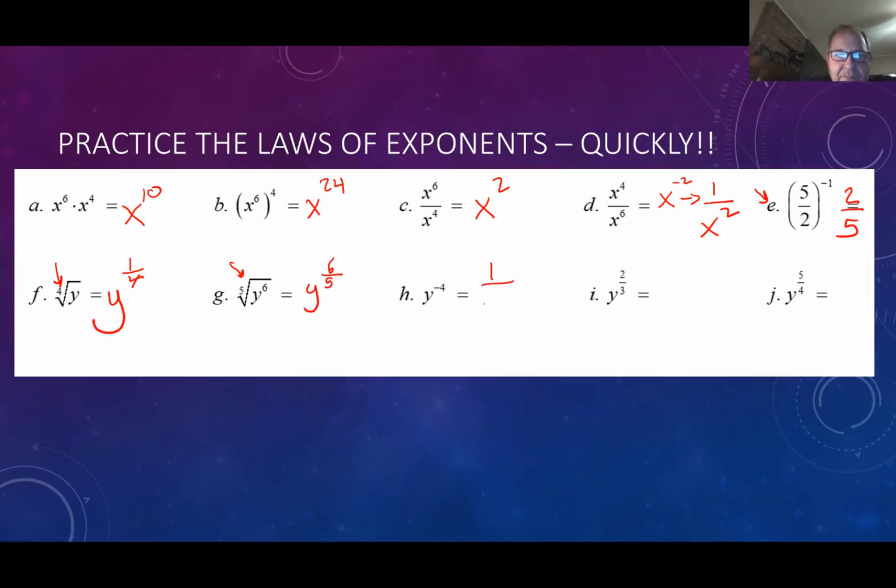Next one, and make that power positive. This one, we're going to go the opposite way. We're going to take this. We see a 3 in the denominator, so it's a cube root, and it's y squared. Over here, we see a 4 in the denominator, so it's a 4th root, and it's y to the 5th.